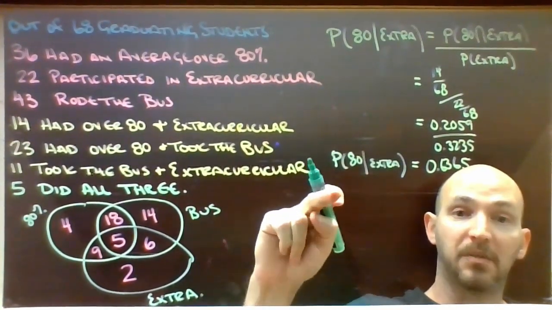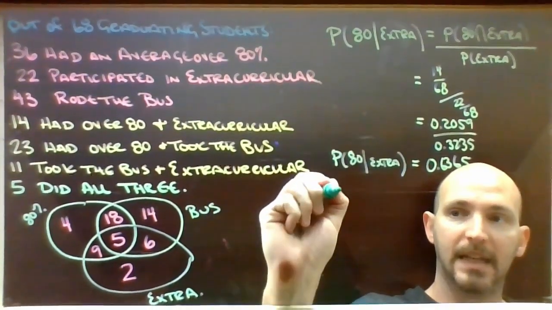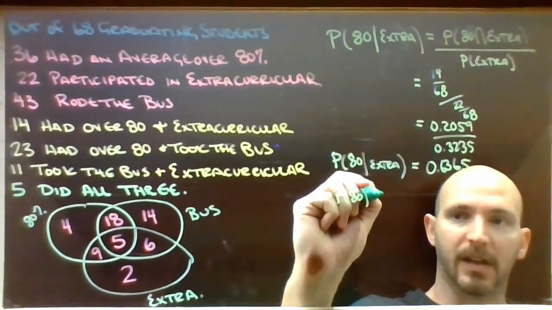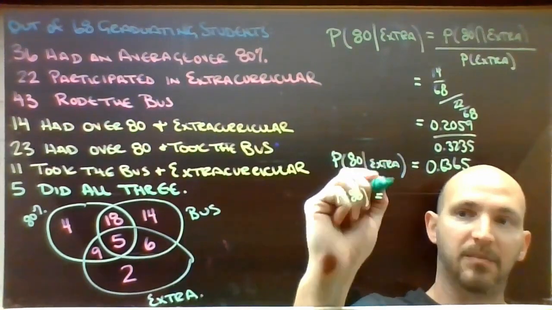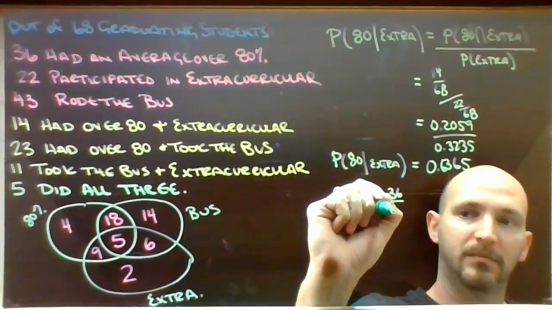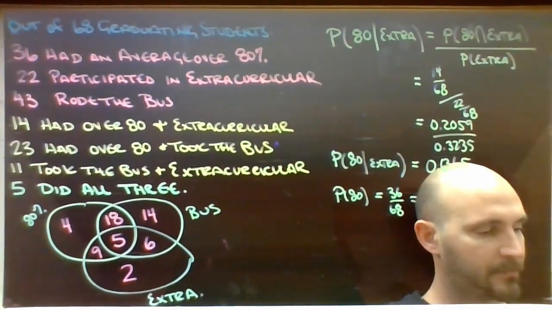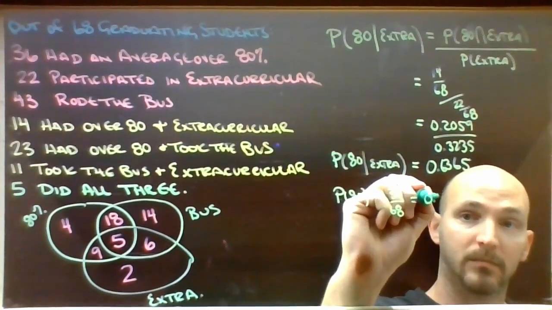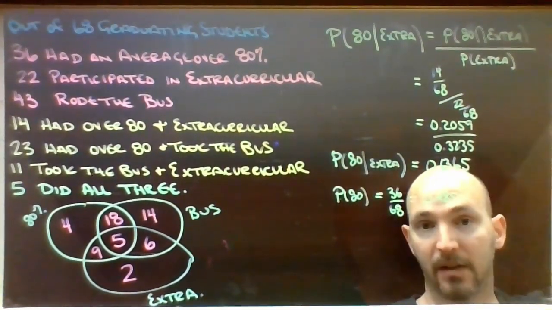Now, the thing I need to compare that to, to determine independence, is the probability of getting an 80, regardless of whether you were in extracurriculars. So that is 36 out of 68 people, 0.4853. Now, these two values clearly don't match.